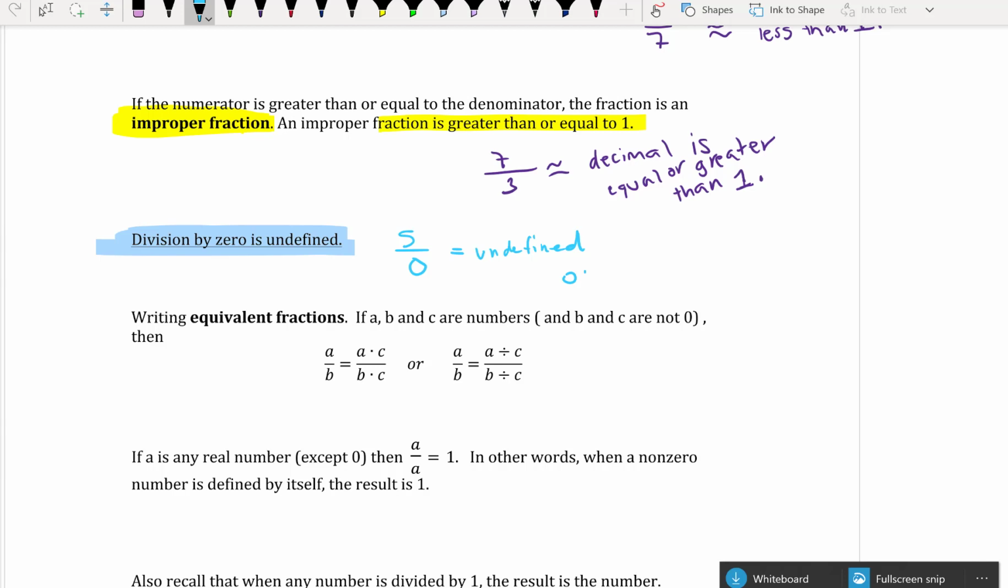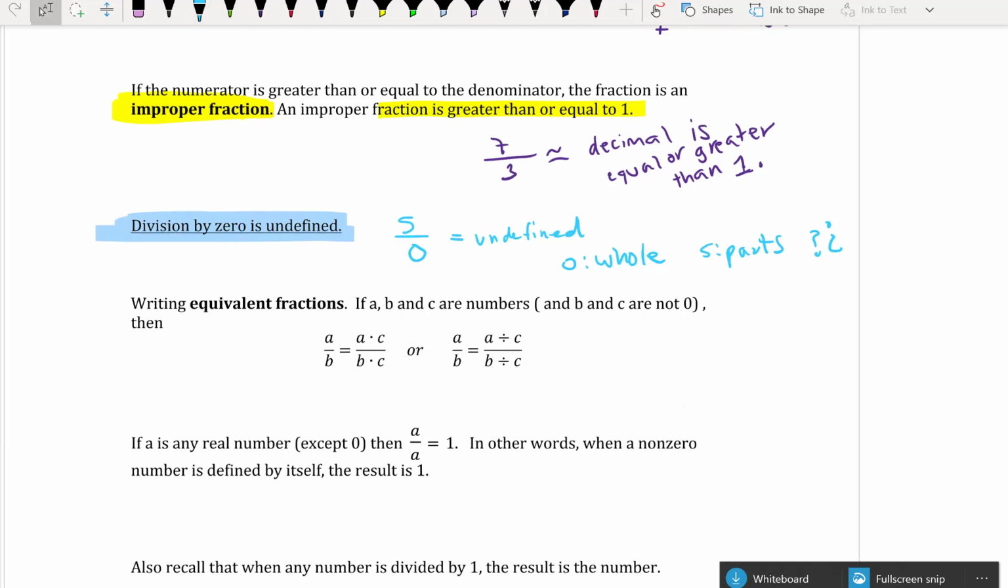So here your 0 is your whole. How can you have 5 parts when you have 0 wholes? That doesn't make any sense. But in mathematical terms, we say that it's going to be undefined.